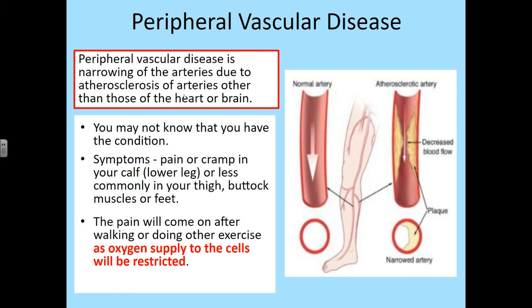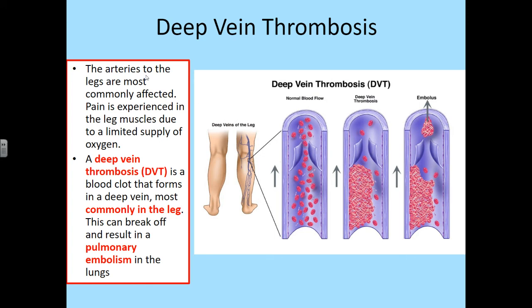So peripheral vascular disease is the vasculature, the blood vessels, not in your central part, not the bits that do your organs on the inside of your body. So not the heart and the brain, the other stuff, arms and legs usually. The arteries of the legs are most commonly affected. Pain is experienced in the legs due to a limited supply of oxygen.